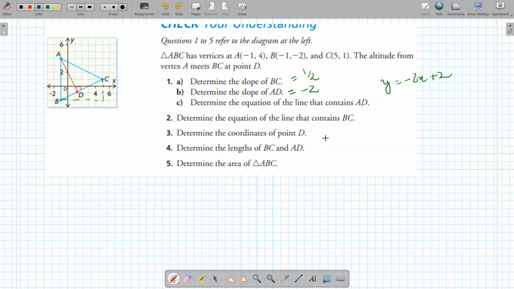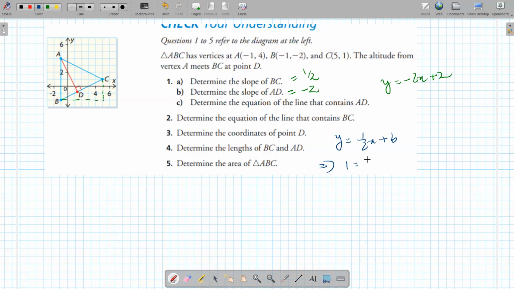Let's look at question 2. Determine the equation of a line that contains the points B and C. For BC, you already know the slope is 1/2. What do we plug in as x and y to find the equation of BC? You pick a point. You can either put B or C because we know both of them. I'm just gonna put C because it's positive.